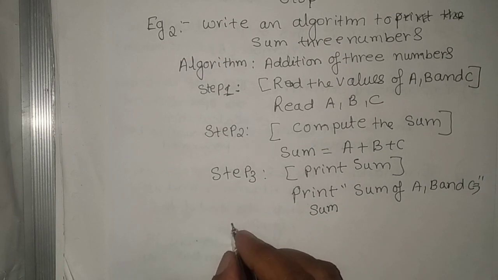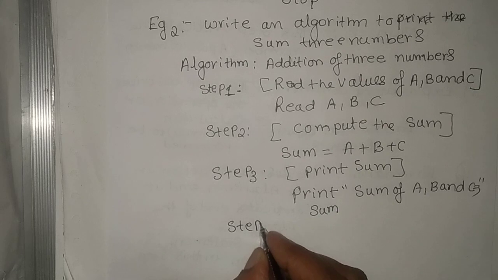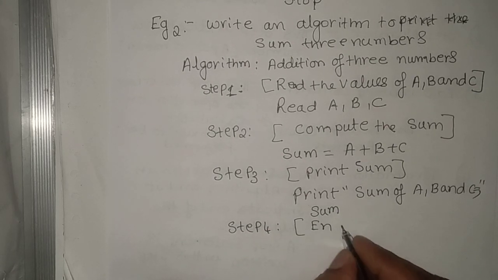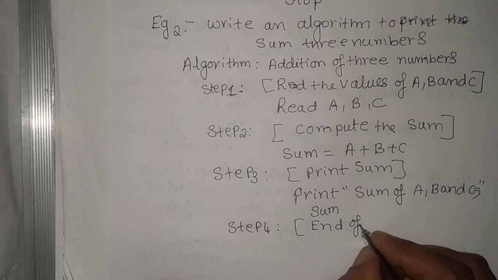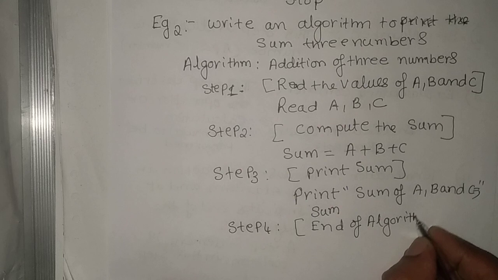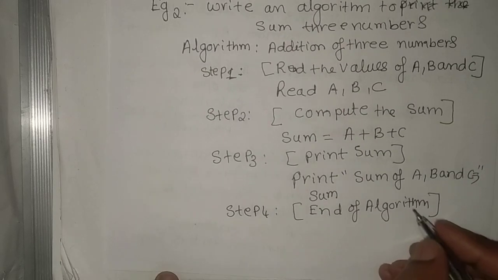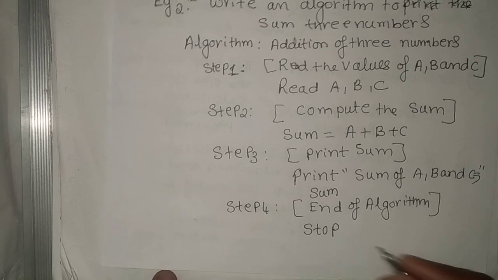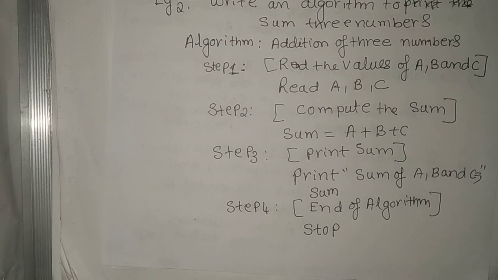So last step is step 4, end of the algorithm, which is followed by stop statement. Stop. So this is the second example. We move on to the next one.